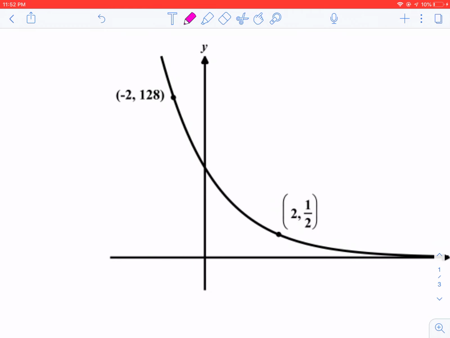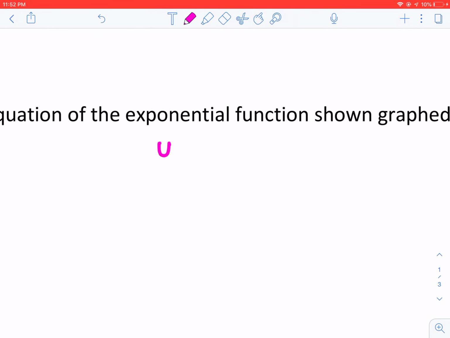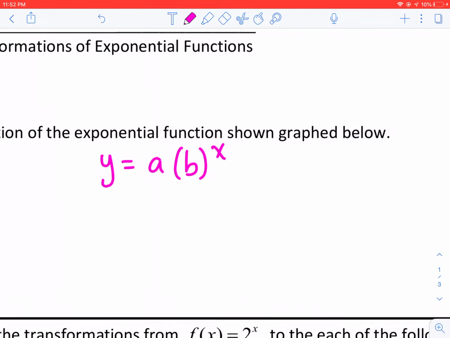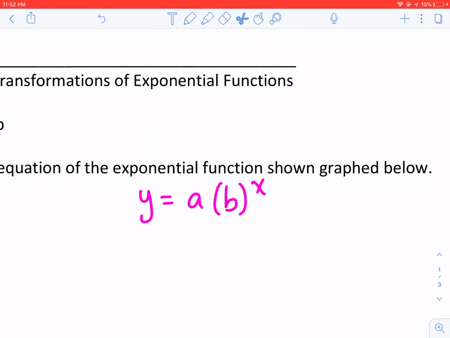I'm given two points, and I know it's an exponential function. So I can write it in the form y equals a times b to the x power. Right? And the parentheses here aren't really necessary. It's just that when we write it like this, people tend to multiply a and b together, which you can't. Follow order of operations. So I just like putting in the parentheses. Makes it a little clearer.